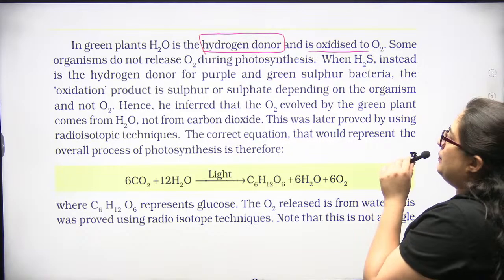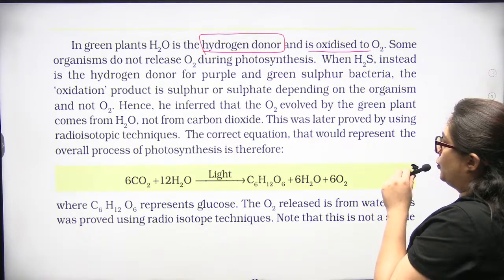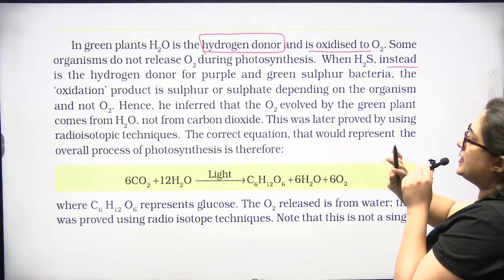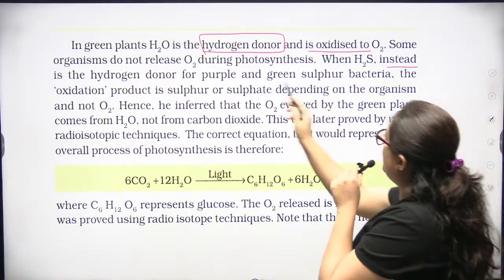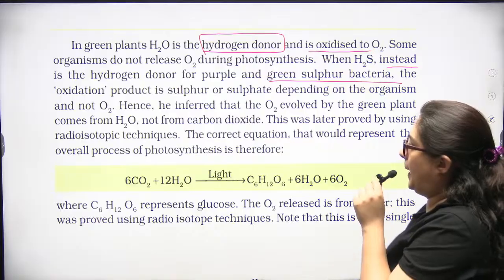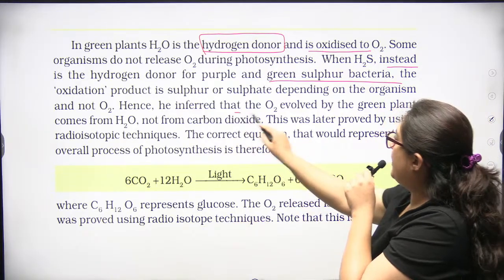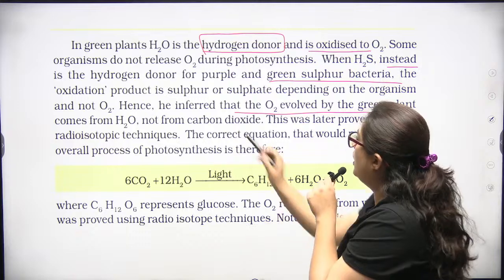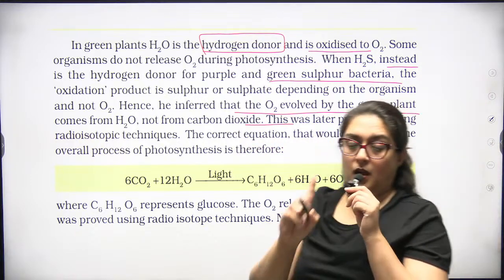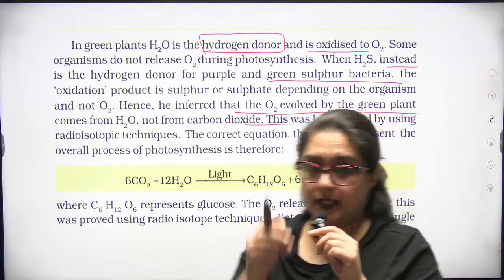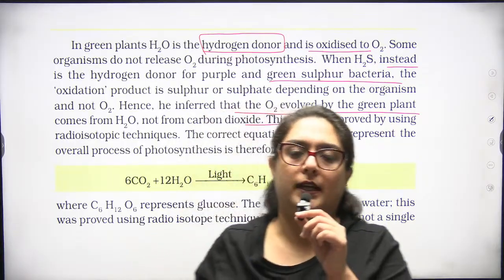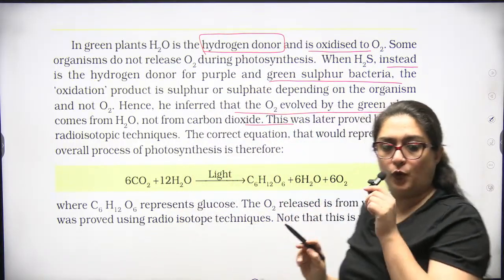Some organisms do not release oxygen during photosynthesis. H2S instead is the hydrogen donor for purple and green sulfur bacteria. Hence, he inferred that the oxygen evolved by the green plant comes from H2O, not from carbon dioxide. This question comes in NEET 2026: the source of oxygen in photosynthesis is H2O. It is not CO2. Easy question.